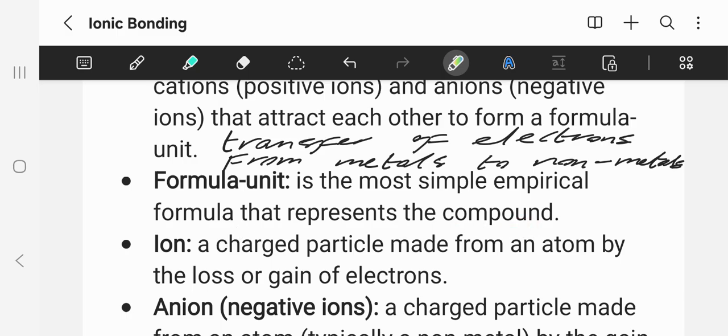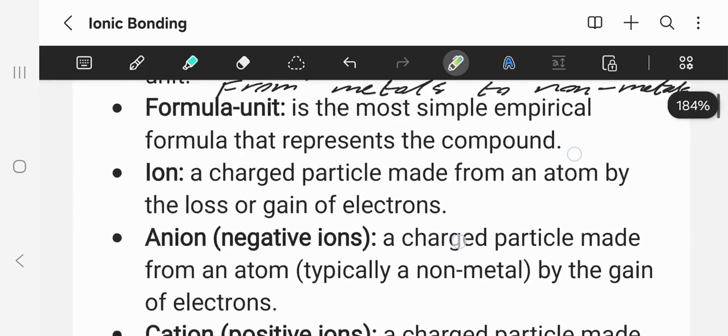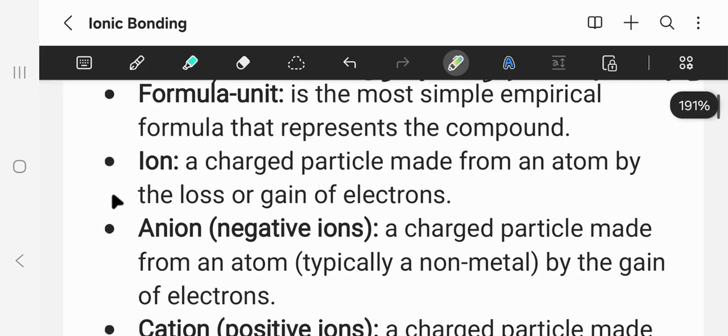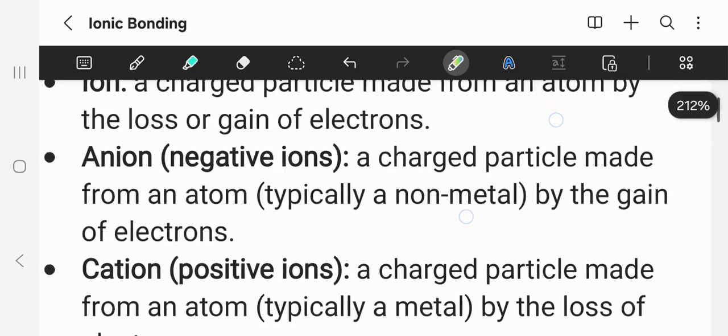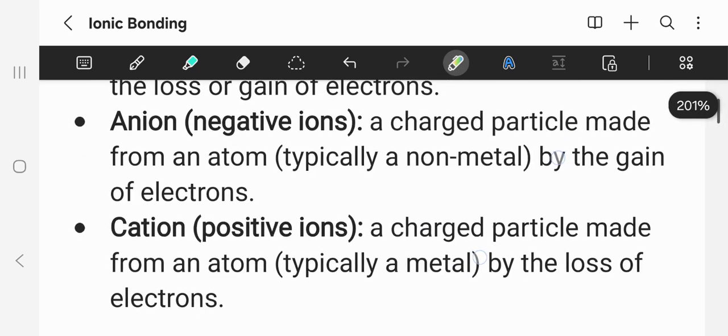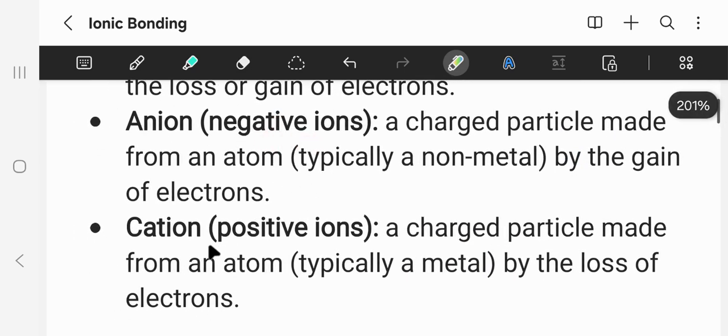Now, during ionic bonding, we are going to have a formation of ions. So we need to understand what an ion is. This is another crucial definition that you need to know. An ion is a charged particle which is made from an atom by the loss or gain of electrons. We are going to have two types of ions: one which is negative, and one that is positive.